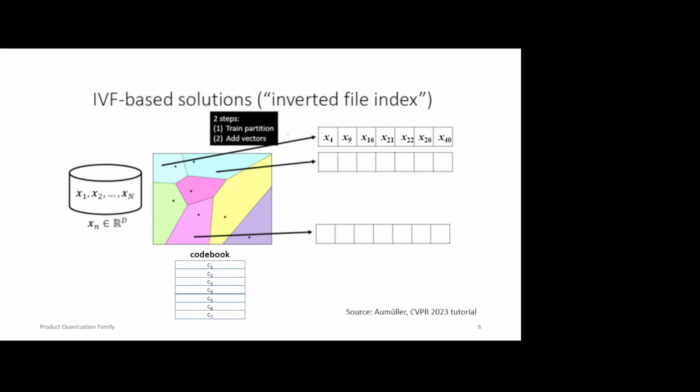Okay, so that's all. If you build an inverted file index, you have to build up the codebook and also the inverted file. All of this you have to store in your memory. Okay, any problem?